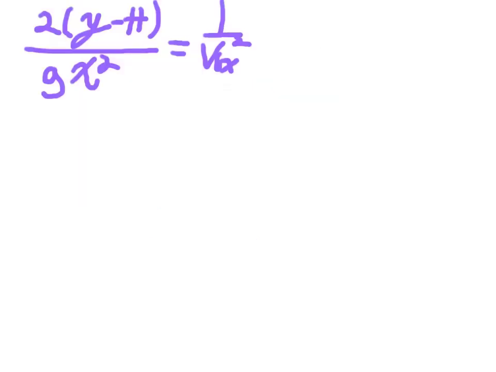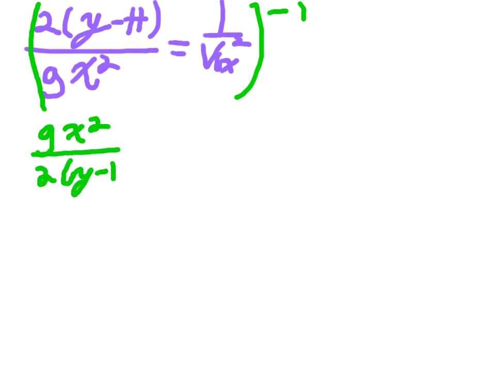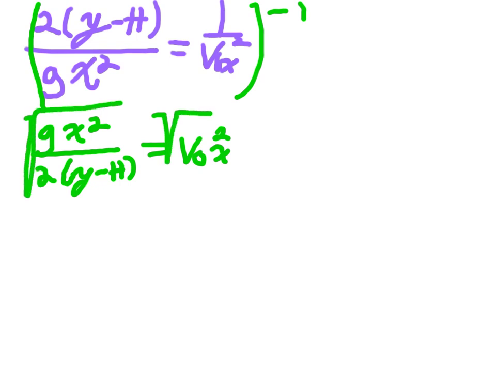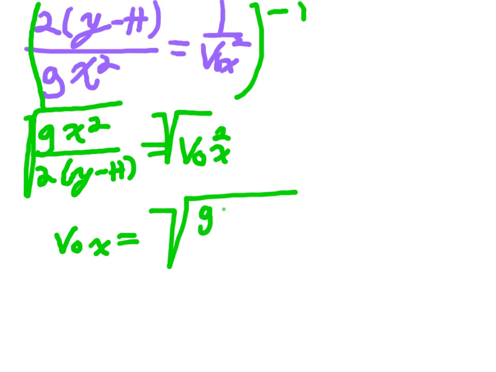Here's where I am. First thing I'm going to do is invert both sides of the equation. Yes, you can just do that. It's called raising the whole thing to the negative first power, which just flips both sides. Now I have g x squared over 2 times y minus h equals v naught x squared. Alright, now take the square root of both sides, and we get, I'm going to flip it around, I like my unknown on the left, v naught x equals the square root of g x squared over 2 times y minus h.